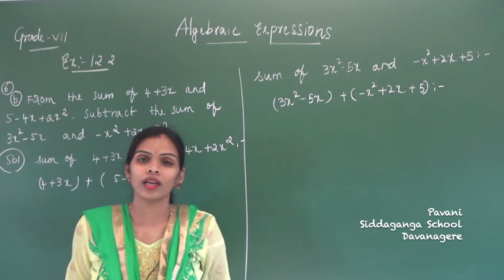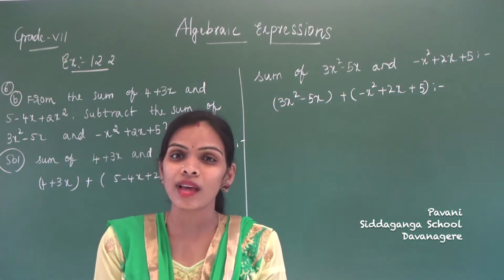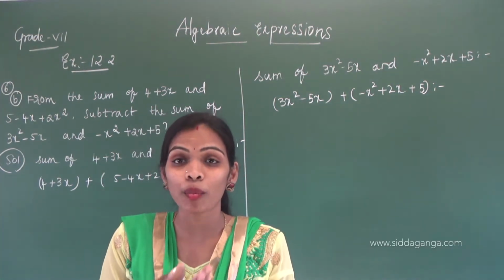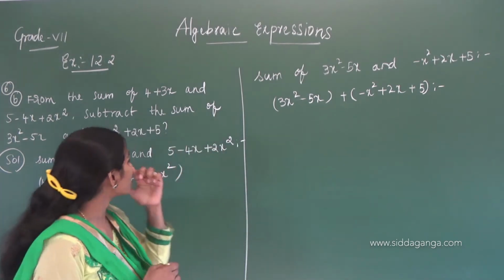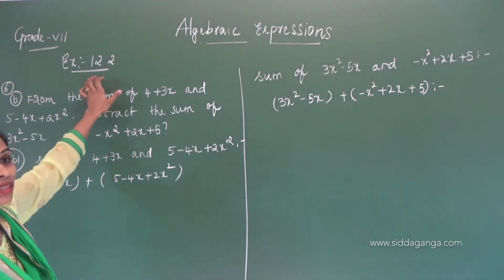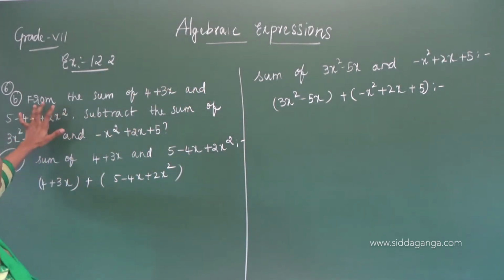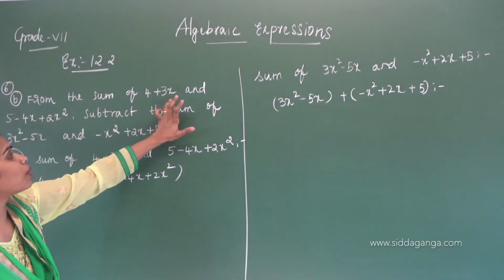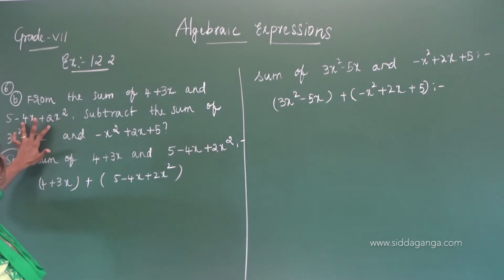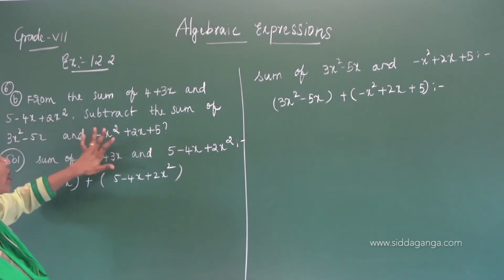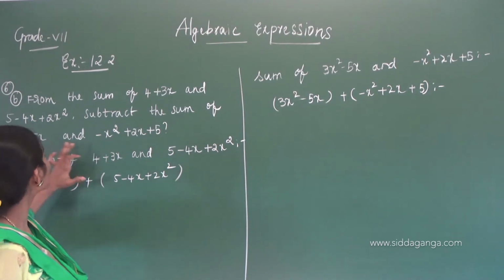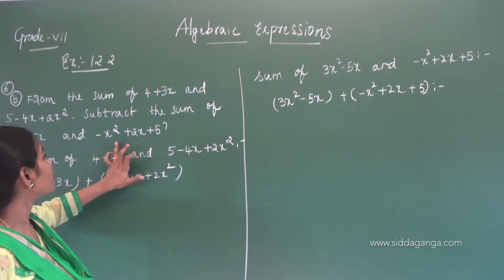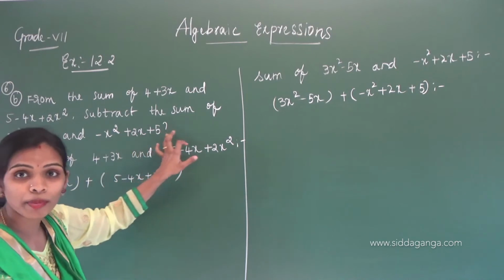Hello children, in today's class we are going to discuss yesterday's class exercise problem. While doing one problem, I made a mistake in yesterday's class. What was that? In exercise 12.2, from the sum of 4 plus 3x and 5 minus 4x plus 2x square, subtract the sum of 3x square minus 5x and minus 5 minus x square plus 2x plus 5.